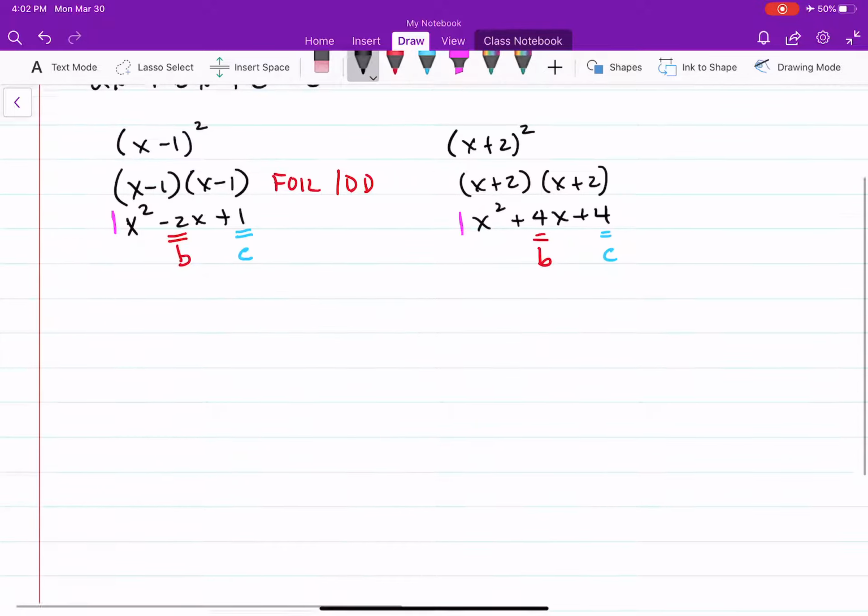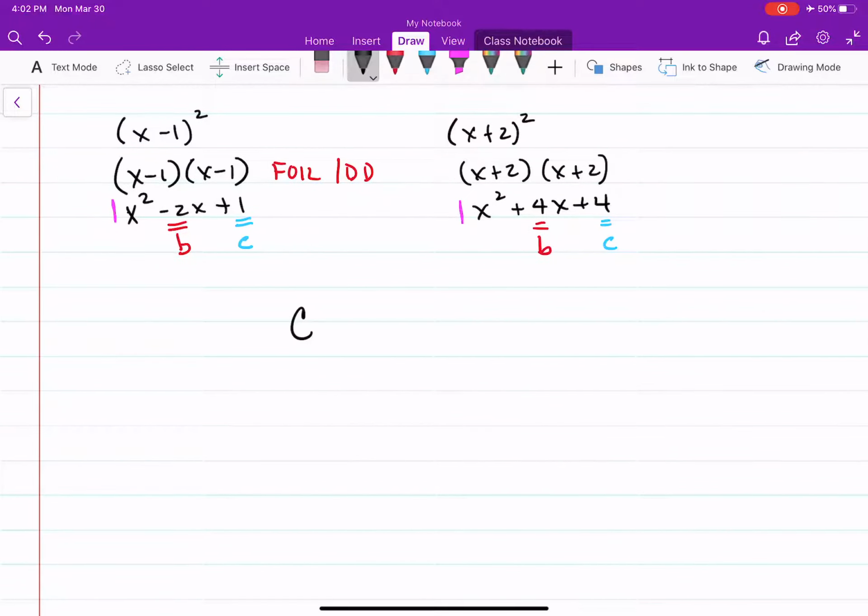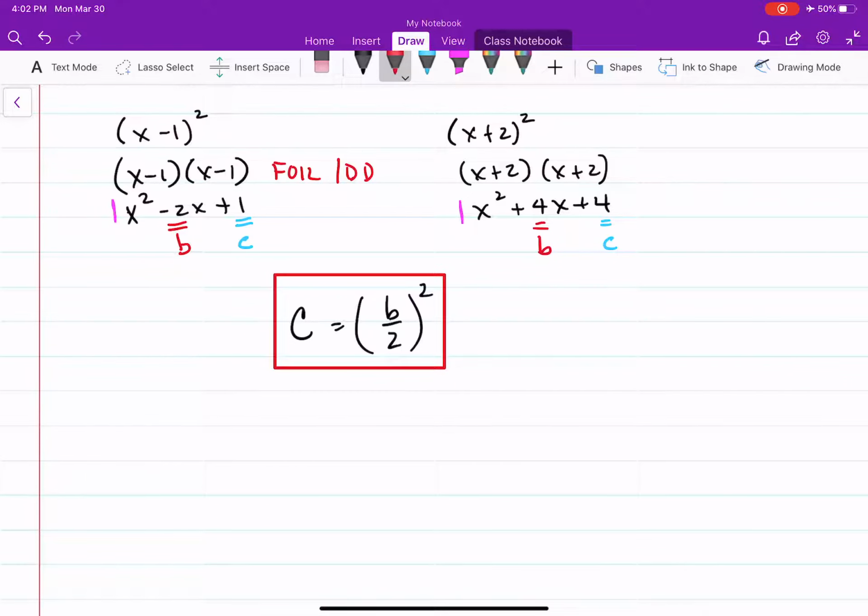And the relationship is that c is equal to b divided by 2, squared. That's something you need to remember, and it always works out that way. If you take any binomial, square it, and the a comes out to equal 1, you'll have this relationship where if you take the b divided by 2 and square it, it will be your c. Always works.